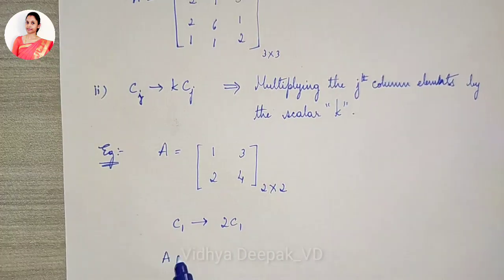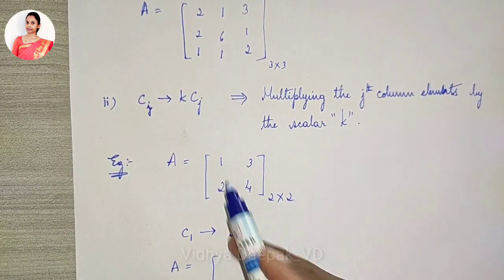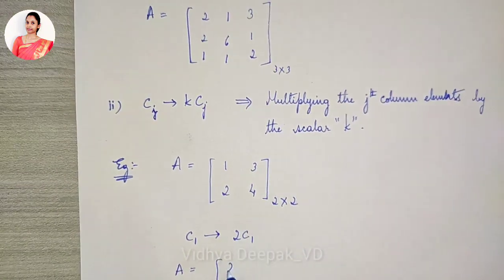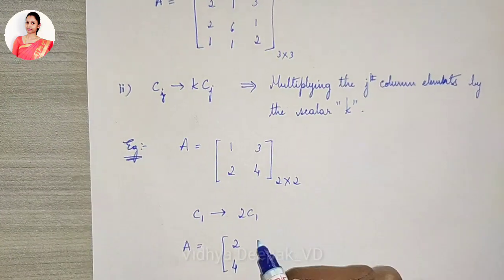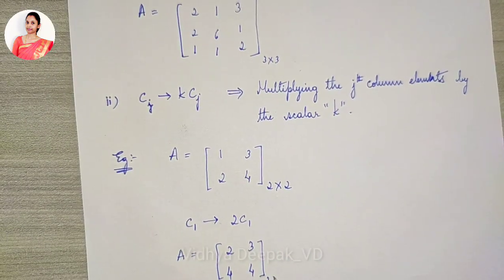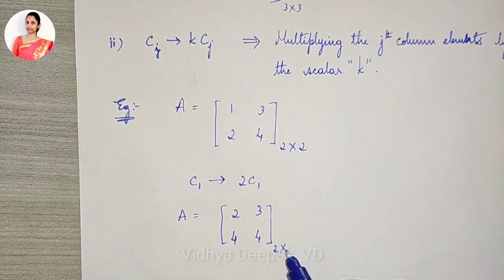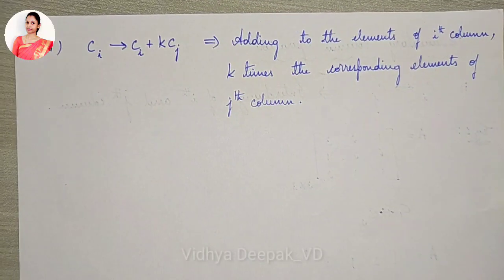So what can we do? We can write it this way. The first column we multiply with 2: 1 twos are 2, 2 twos are 4. The second column remains the same. So this is the required matrix.